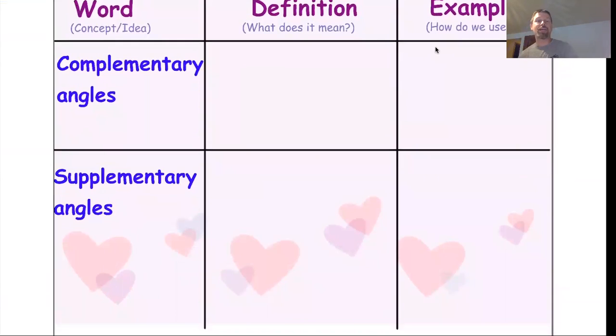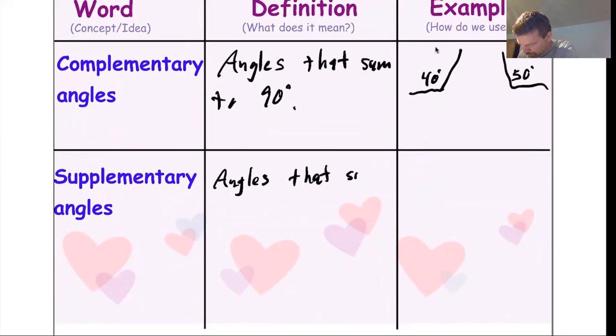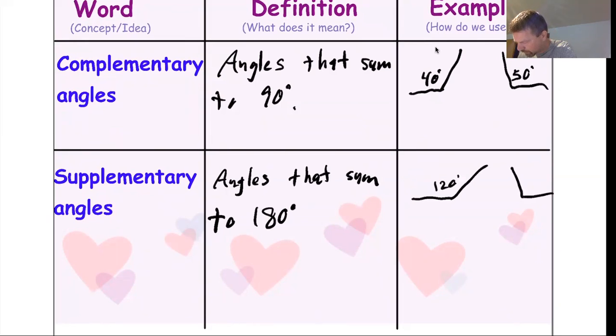Complementary angles. Complementary angles are angles that sum to 90 degrees. An example would be if I had an angle here that's 40 degrees and an angle over here that's 50 degrees. Those are complementary. Supplementary angles are angles that sum to 180 degrees. So an example, maybe I've got an angle here that's 120 degrees, and maybe an angle here that's 60 degrees. Those would be supplementary angles.